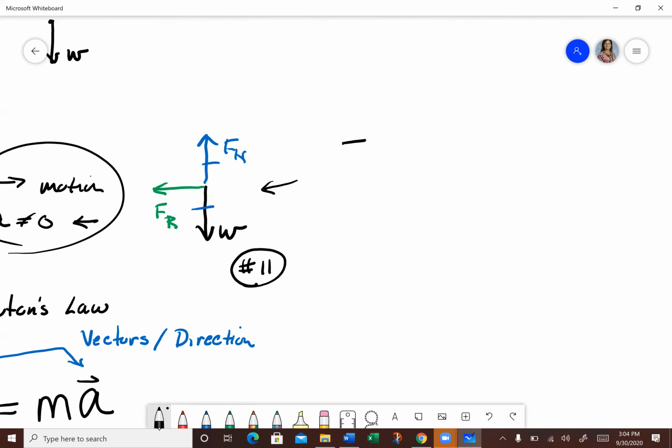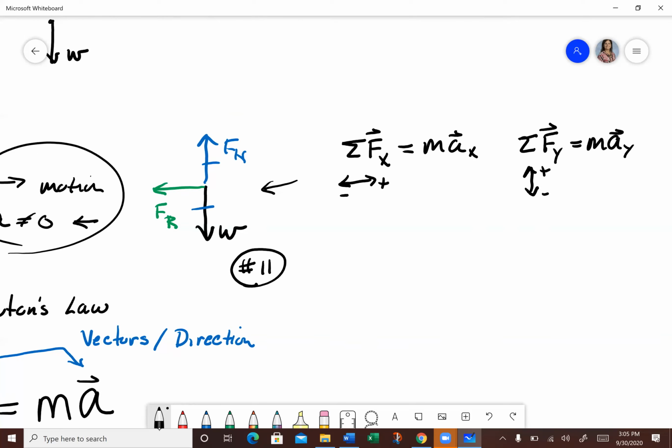I'm going to make Newton's law: add up all the forces in the X, set them equal to mass times acceleration in the X. I'm going to add up all the forces in the Y and set that equal to the mass times acceleration in the Y. In this problem, I'm still going to take anything to the right positive, anything to the left negative, anything up is positive, anything down is negative. So in my X, I only have negative the force of air resistance equals mass times acceleration in the X. That's how that equation would look for problem number 11. In the vertical, you would have the normal force plus negative W equals may.